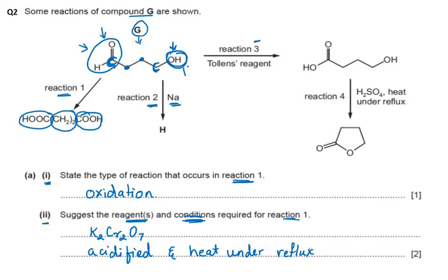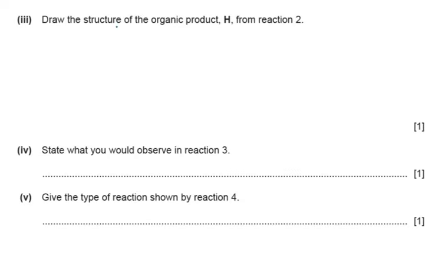Now it's the only alcohol which undergoes reaction with sodium, and so let's make a compound where alcohol reacts with sodium to form a product. So as we have already seen, draw the structure of organic compound H from reaction 2. Now as we know that reaction 2 is a reaction of compound G with sodium.